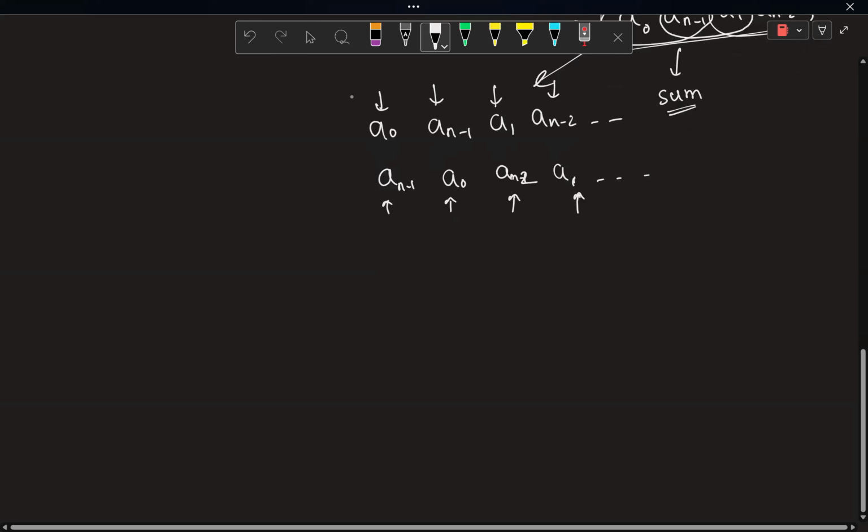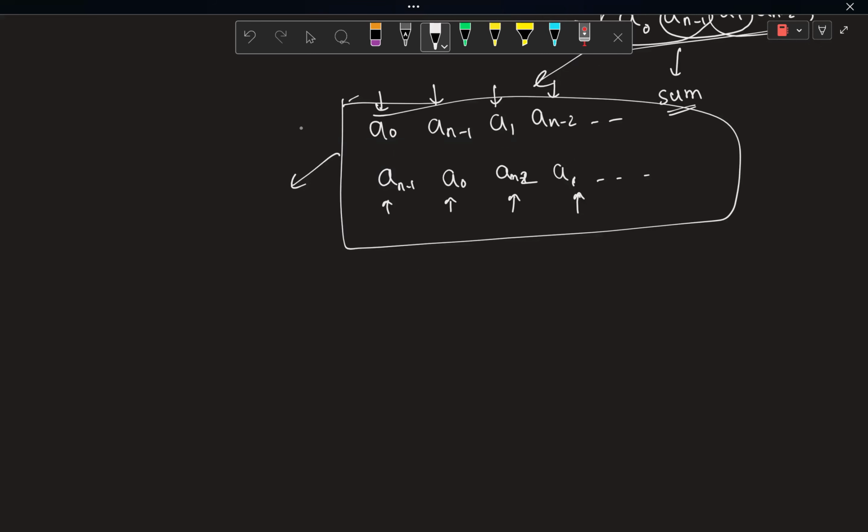And now you can just check up for these two arrays. If one of these arrays is having the sum equal for all adjacent elements, then the answer is yes. Otherwise, the answer is no. So let's look at the code.